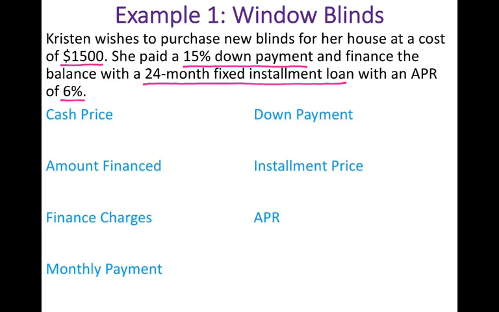The cash price is how much she would be paying for the blinds if she actually had the cash for it. So that would be $1,500. The down payment, so she puts a 15% down payment. In order to calculate your down payment, you take your cash price, the $1,500, and multiply it by 15%, but that percent needs to be a decimal, so 0.15. So her down payment is $1,500 times 0.15, $225.